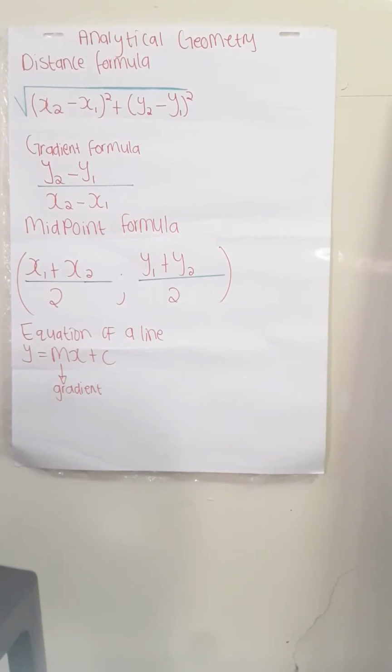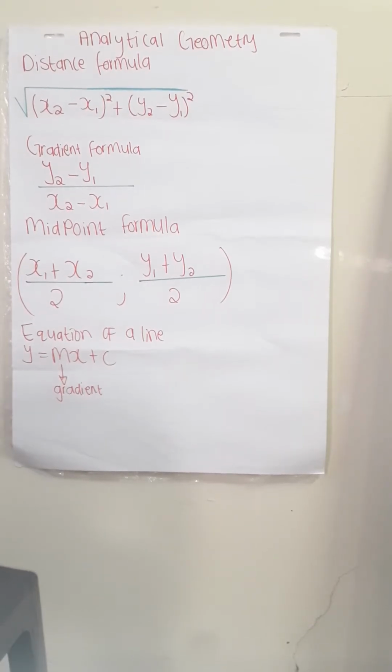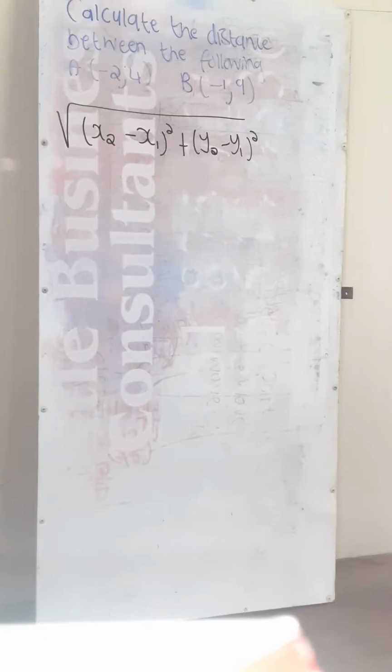So let's start with the first formula you can see there, it's distance: the square root of x2 minus x1 squared plus y2 minus y1 squared. So we will be doing an example where we practise this formula, and after this formula we'll go to gradient and midpoint. So in this video I will be covering all these formulas you see on your screen, and let's do that. So here we are.